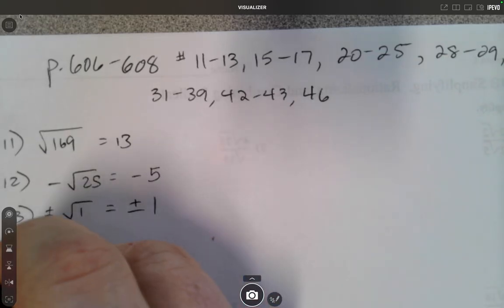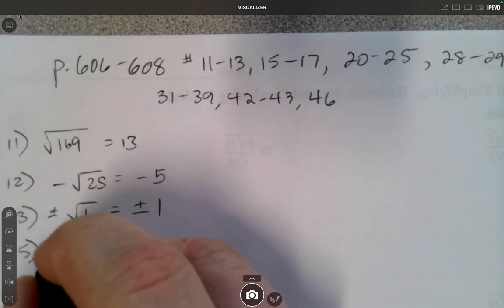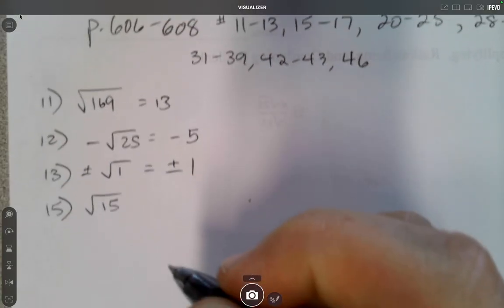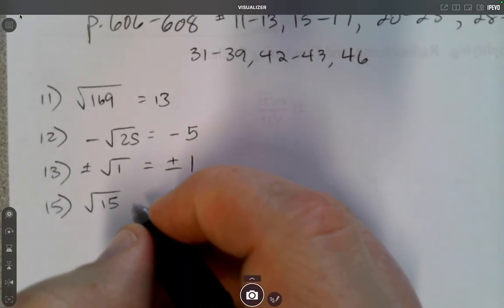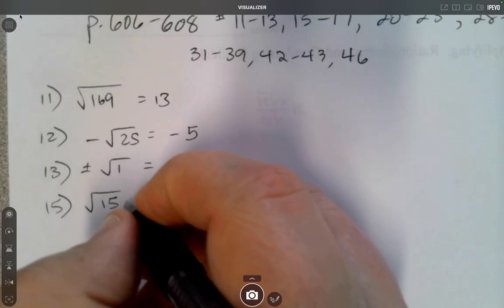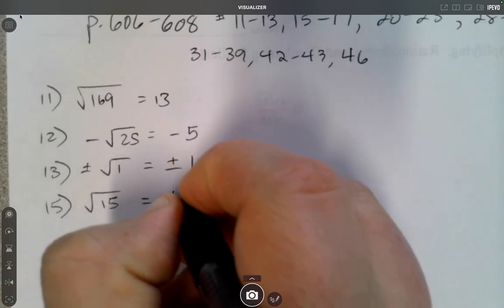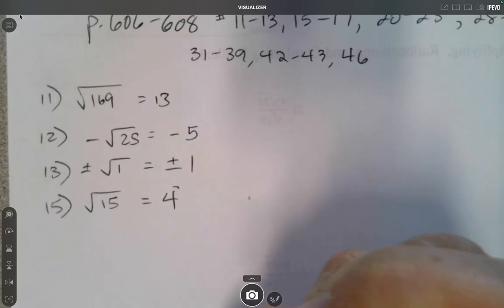Okay, 15, we're also doing without a calculator. It just says to estimate. So we're trying to think, okay, what perfect square is this closest to? So the square root of 15, that's close to the square root of 16. The square root of 16 is 4, so that will be our estimate, 4.